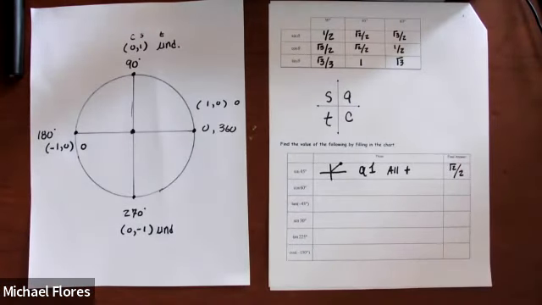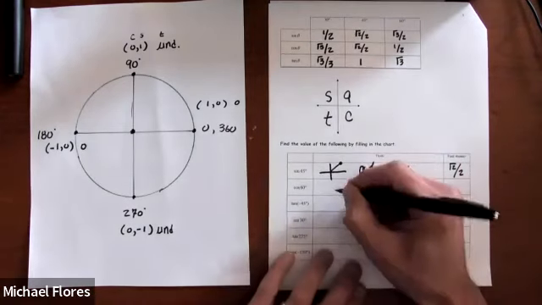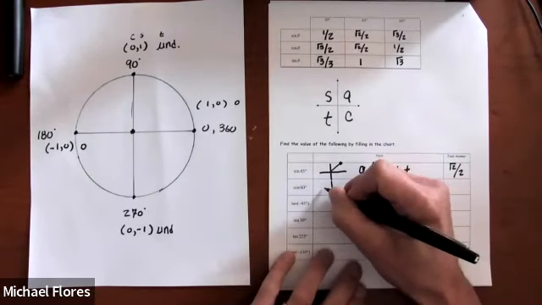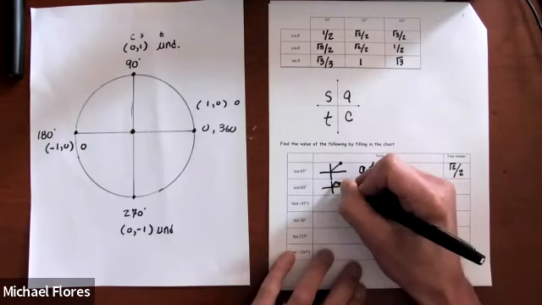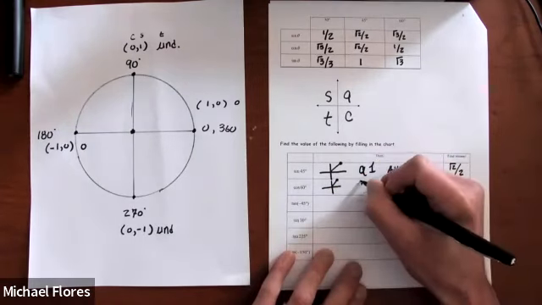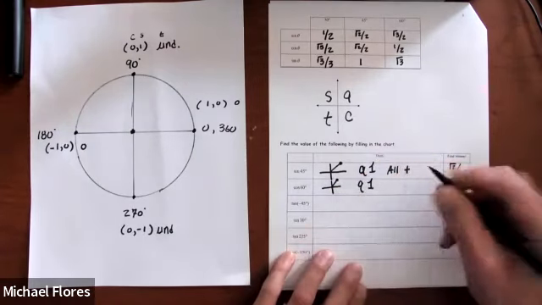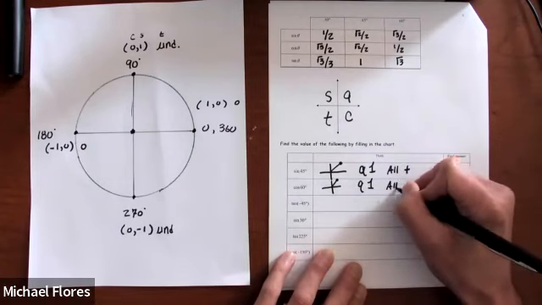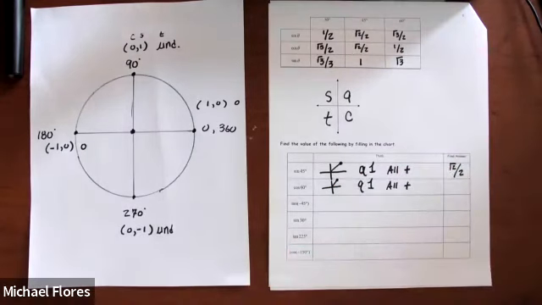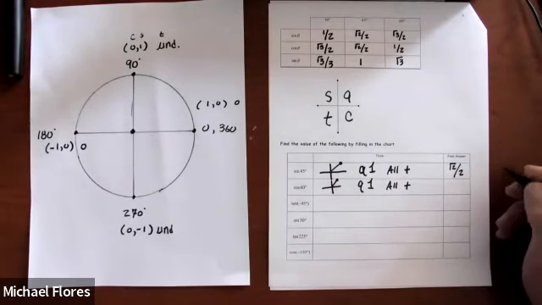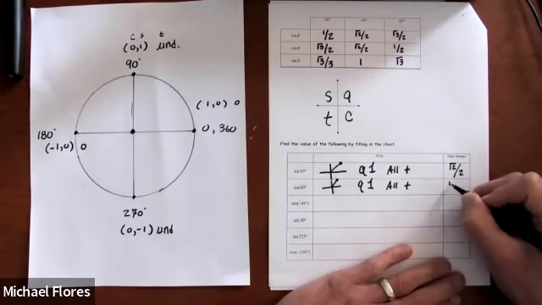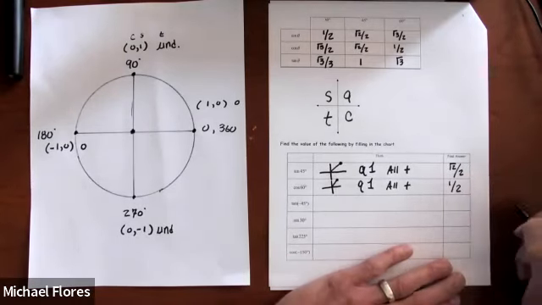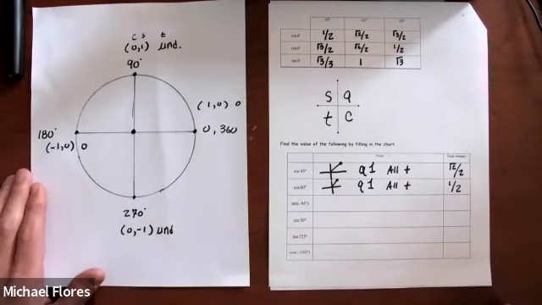Try cosine of 60 degrees if you haven't yet. Did you get 1/2? Yay.